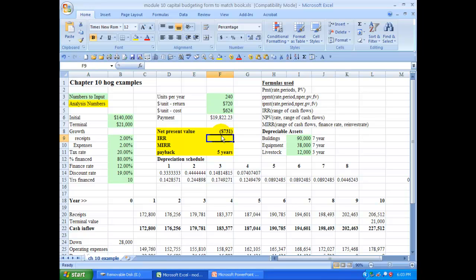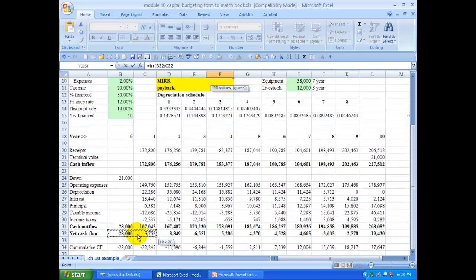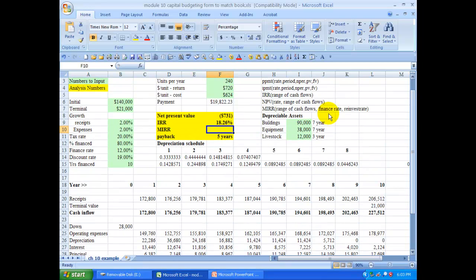So we know already that this IRR should be less than 19% because we have a negative NPV. We're not making quite 19% on this investment. So the next one is IRR equals IRR, open parentheses, and then we want our values. And so minus 28 up to the positive 19, year 0 to year 10, close parentheses, hit enter. And it's 18.26. So our internal rate of return is 18.26%.